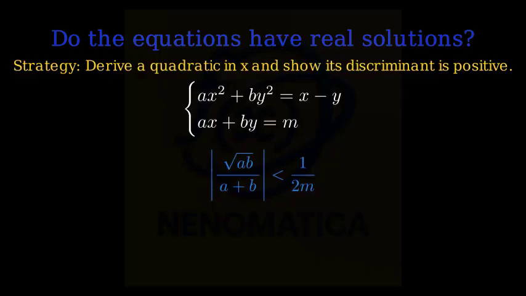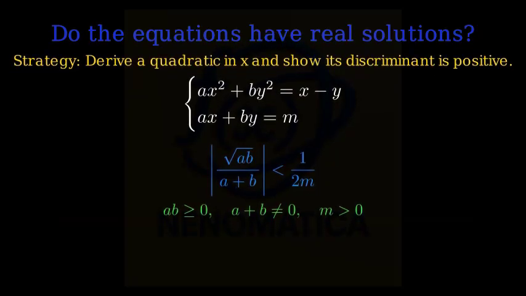First, read off some immediate consequences of the inequality. We must have ab greater than or equal to 0, so the square root is real. a plus b is not 0, so the denominator is defined, and m is positive, so that 1 over 2m makes sense as a positive bound. We will consider two cases, b equals 0 and b not equal to 0. This simple split will let us either solve directly or reduce to a single quadratic in x.